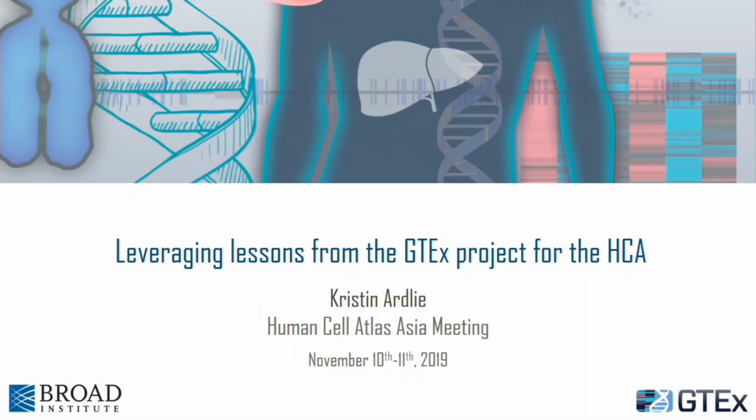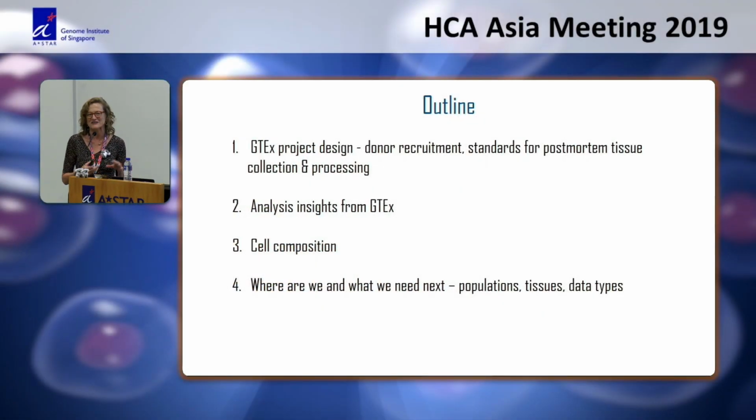So I'm just going to touch briefly on the GTEx project and insights from that I think can be very relevant and very important for the Human Cell Atlas. I'm going to cover some of the design of the project, including its donor recruitment and the various standards it put in place. I'm then going to give you some of the latest analysis insights we've gleaned from GTEx and the latest data release, and how those play into what we've learned or what we need to learn with respect to cell composition, and then briefly where we are and what we need next.